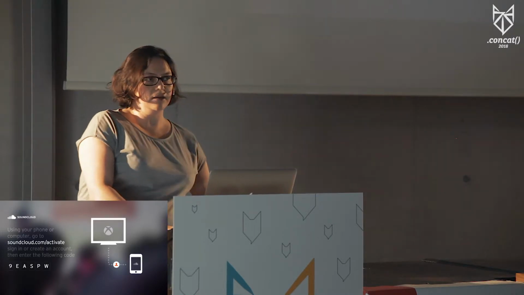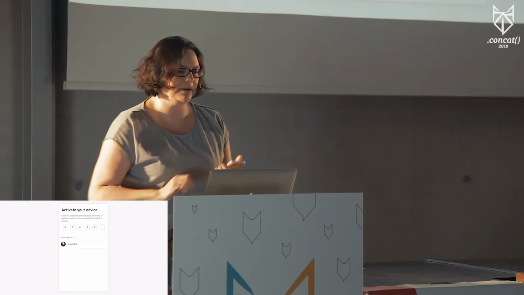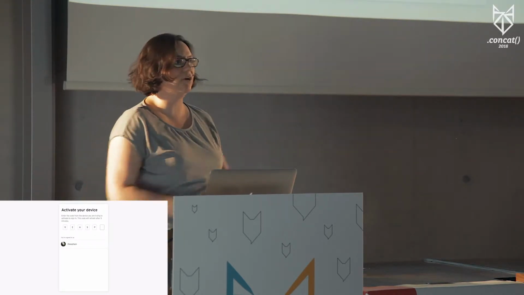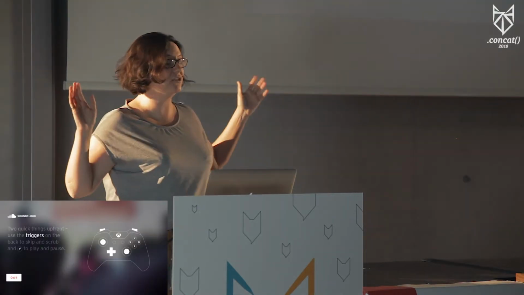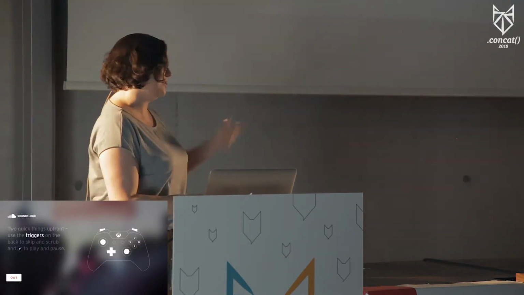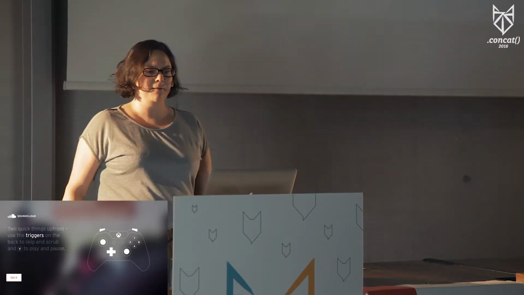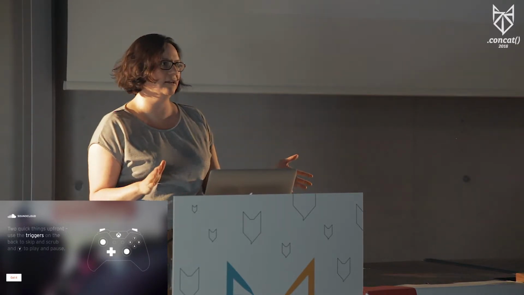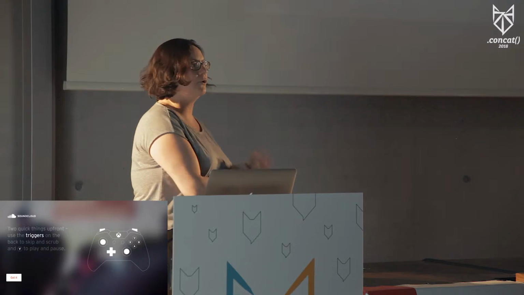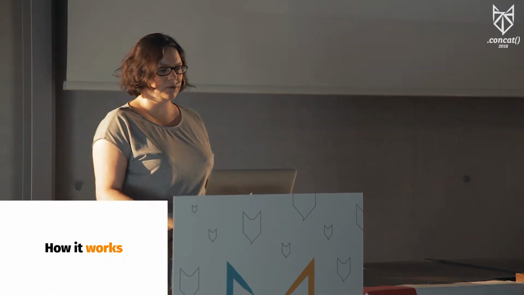So they dig between the sofa cushions, and they pull out their phone. They type in soundcloud.com/activate, or they pull out their laptop. And then they enter that code. That's it. They're signed in. Then we tell them how to use navigation controls, which is a whole other UX talk. So the main thing is, we really wanted to take advantage of the fact that they're already signed in on their phone, or they're already signed in on their laptop, and they just want to be signed in on their game console. So how does this work?